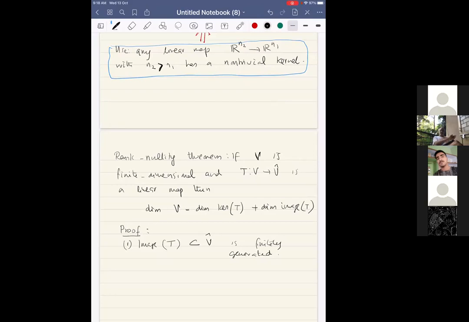So take any set of vectors that generates the vector space V. Supposing V is n-dimensional, I have n vectors that generate V. Call them V1 to Vn. Then T of V1, T of V2 and so on are vectors in the image, by the definition of the image, and any vector in the image is a linear combination of these, because any vector in V is a linear combination of V1 to Vn. Therefore, any vector in the image is a linear combination of TV1 to TVn.